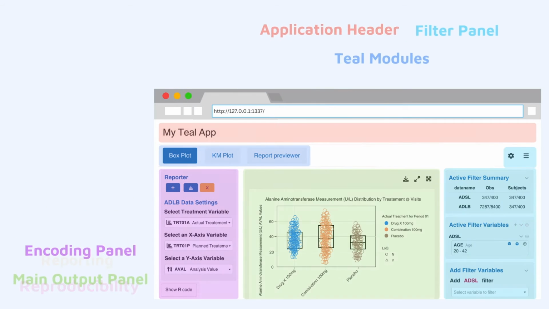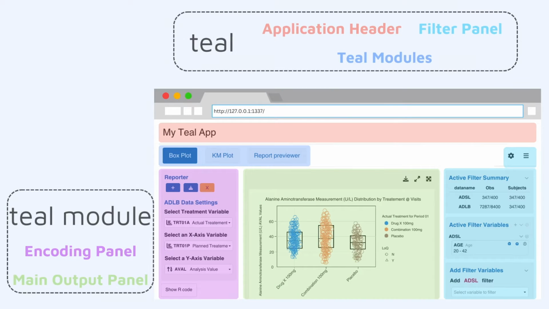At a high level, the application header, filter panel, and Teal module tabs are created by Teal, while the encoding panel and main output panel are created by Teal module packages.